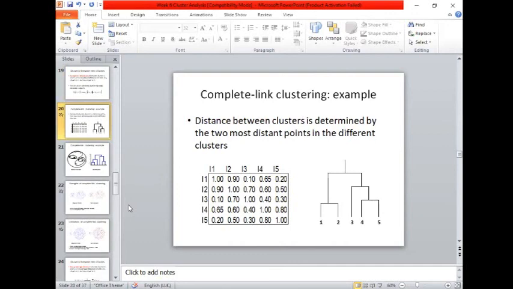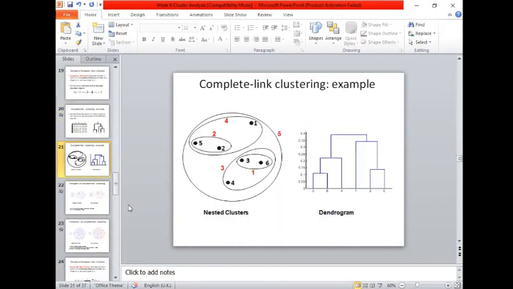Look at another example for complete link clustering. The distance between clusters is determined by the two most distant points in the different clusters. In the nested clusters, there's a difference because they are also dissimilar objects. In cluster 1, objects 4, 3, and 6 are combined. In cluster 2, they are dissimilar, but in cluster 3, because they are similar, they are combined into one cluster, and even in cluster 5 as the whole.